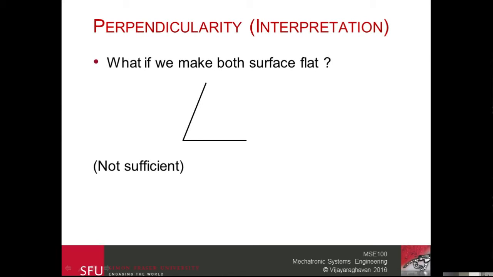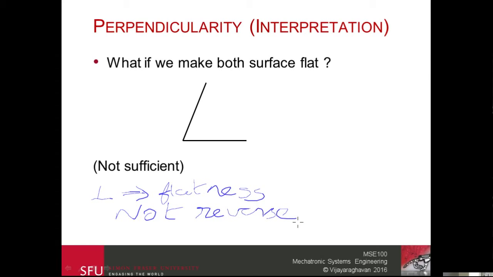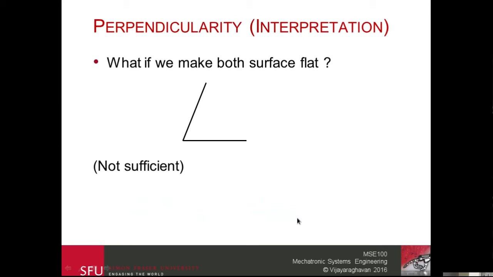So just to recall, something to keep in mind is that perpendicularity automatically implies flatness, but not the other way around. Perpendicularity implies flatness of the surface, but flatness does not automatically imply perpendicularity.